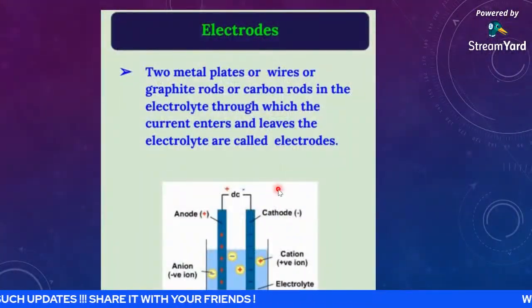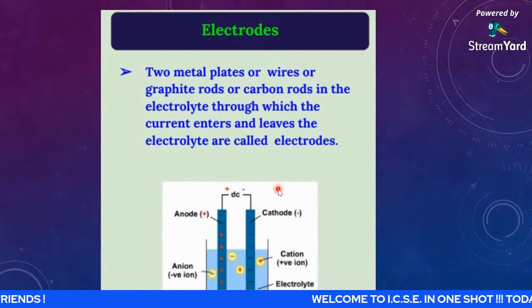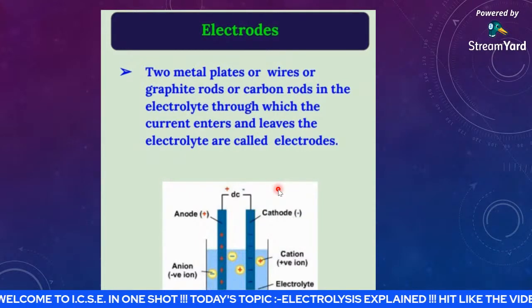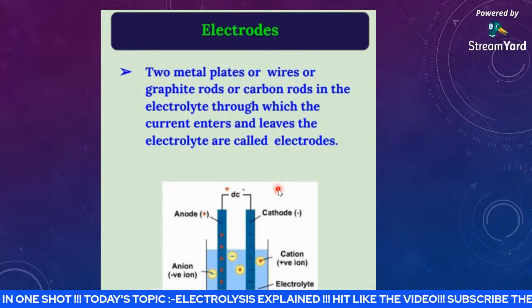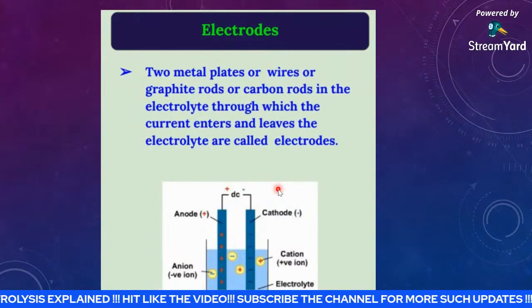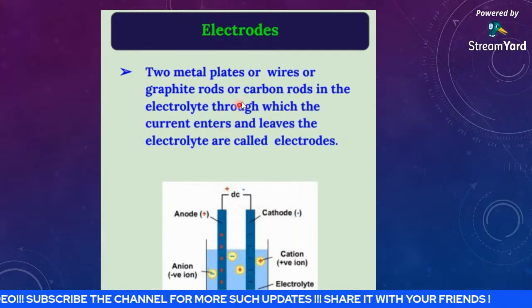Okay. Now, electrodes. Electrodes are the two metallic plates or wires, or basically graphite rods, through which the electric current enters and leaves the electrolyte. These are called the electrodes. Okay. Now, see this anode and cathode. They are respectively the electrodes. Okay. Very nice.